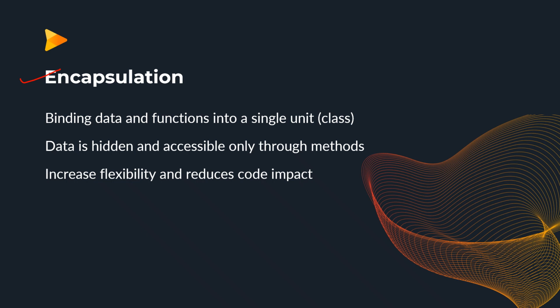So what is encapsulation? In simple terms, it is a wrapping up of data. It binds the data and functions into a single unit called a class. The data is hidden and accessible only through methods. Why is encapsulation used? It is used to secure our data. We will also see the implementation in our object oriented programming course. It is also used to increase flexibility and reduce code impact.